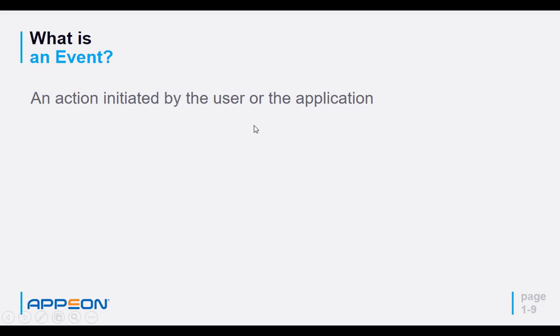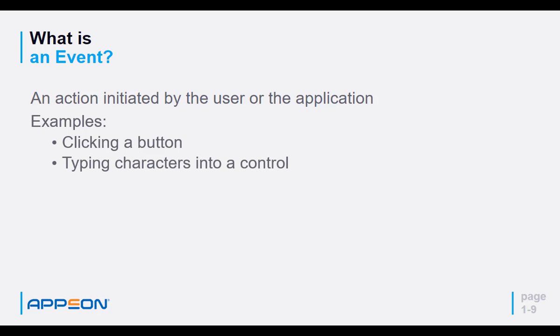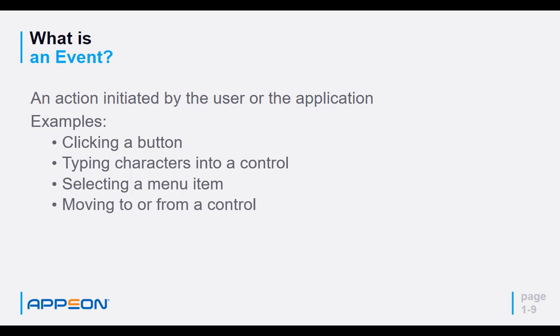So what is an event? Basically, an action initiated by a user or the application. And we can also include the operating system in that realm as well. Basic examples would be clicking a command button, typing characters into a data entry control, selecting a menu item, moving to or from a control, moving the mouse around.